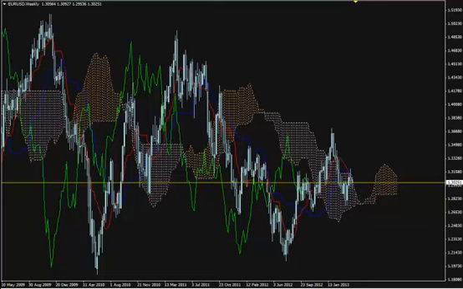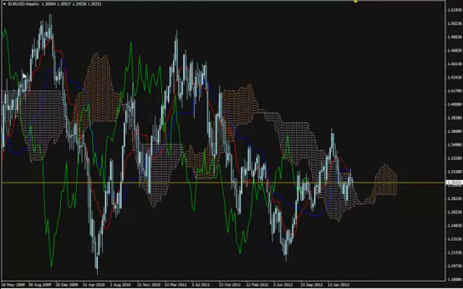Hi, this is the Euro US dollar weekly chart, and we are waiting for the markets to open on 29th of April 2013. Now it's the weekend and markets are closed. Let's see the big picture of the pair.